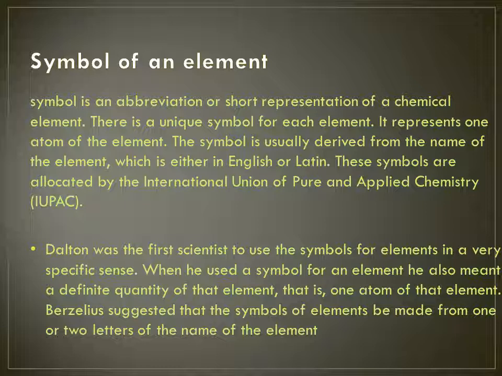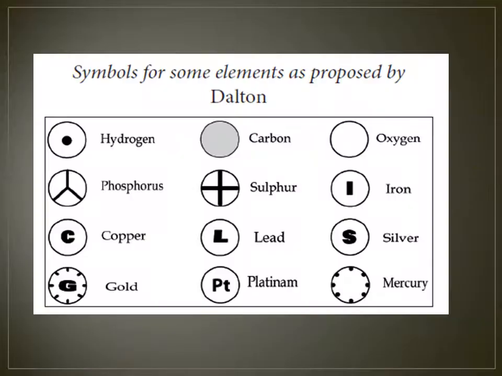Dalton was the first scientist to use the symbol for elements in a very specific sense. When he used a symbol for an element, he also meant a defined quantity of that element, that is, one atom of that element. Berzelius suggested that the symbols of elements can be made from one or two letters of the name of the element. Symbols for some elements as proposed by Dalton: hydrogen, phosphorus, copper, gold, carbon, sulphur, lead, platinum, oxygen, iron, silver and mercury.